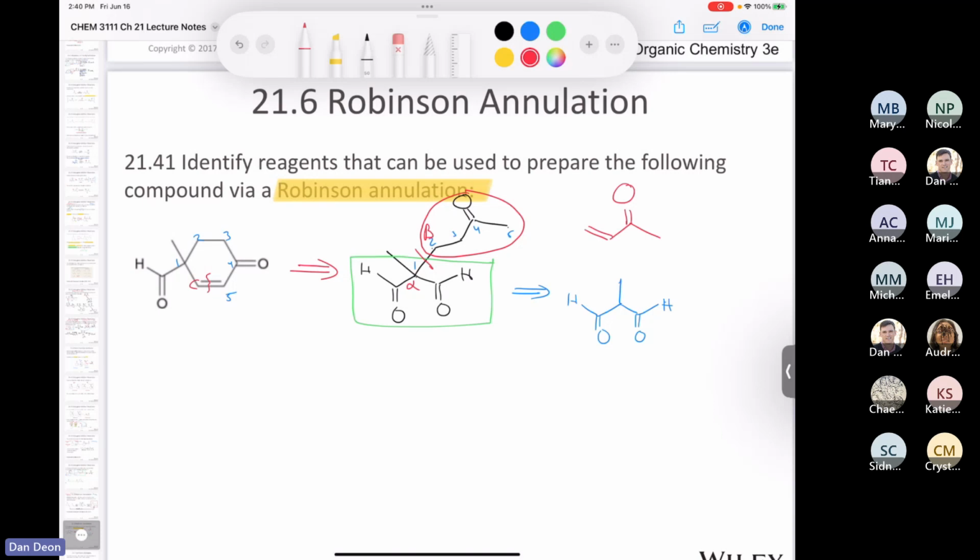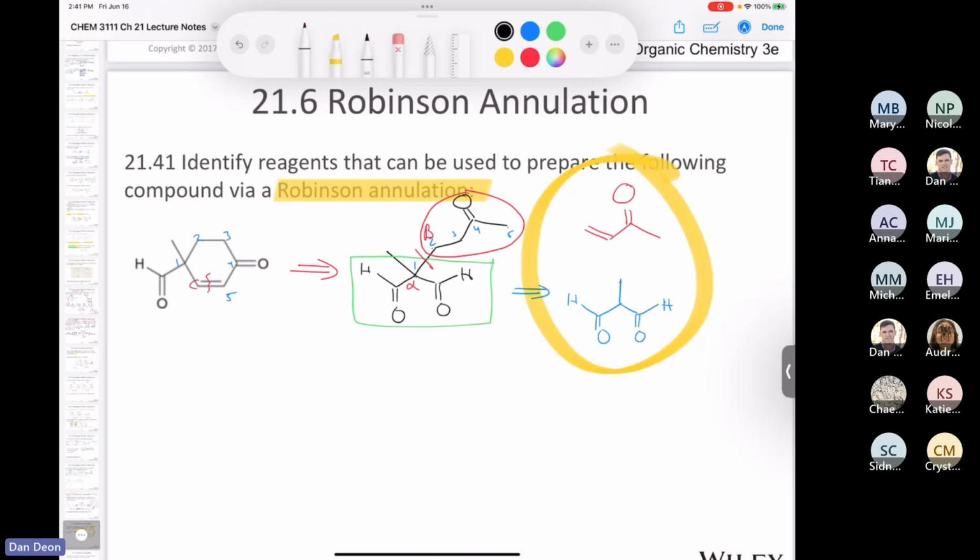Give me a thumbs up if you follow me on the disconnection. I was counting funky there for a second, but it was just the way I drew the bonds. I had it right at the beginning, I just drew it a little strange. So this is the answer to the question. That's what you need.